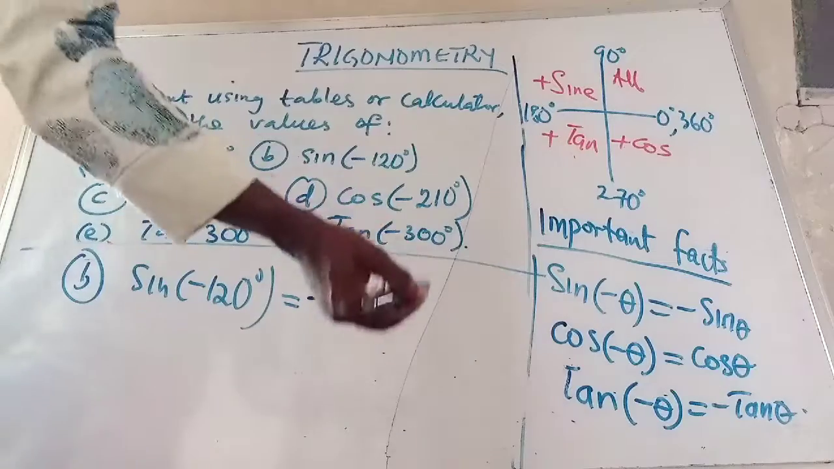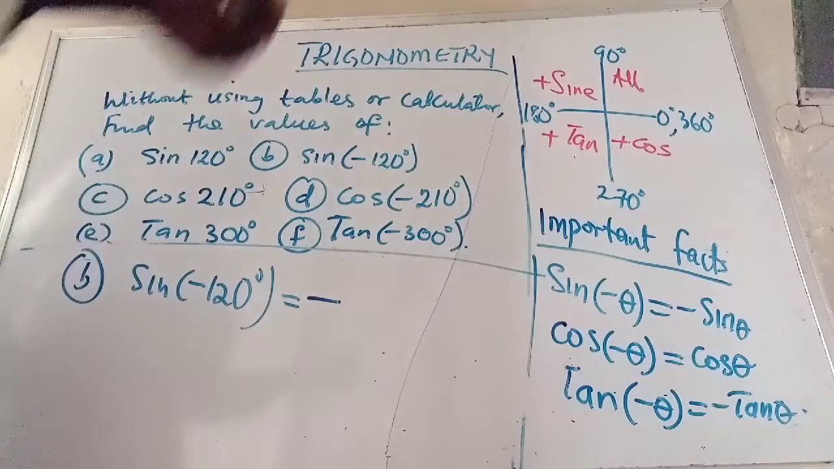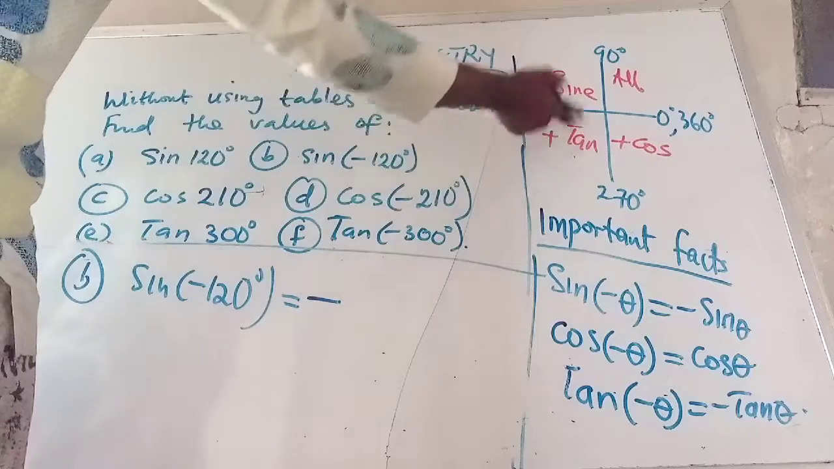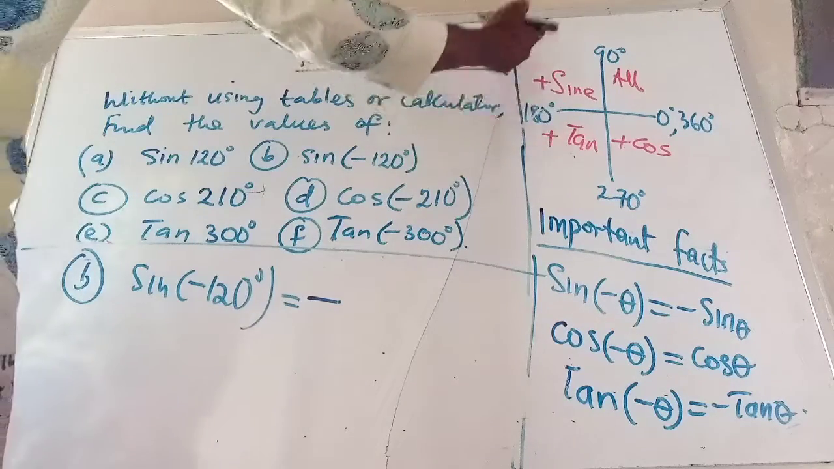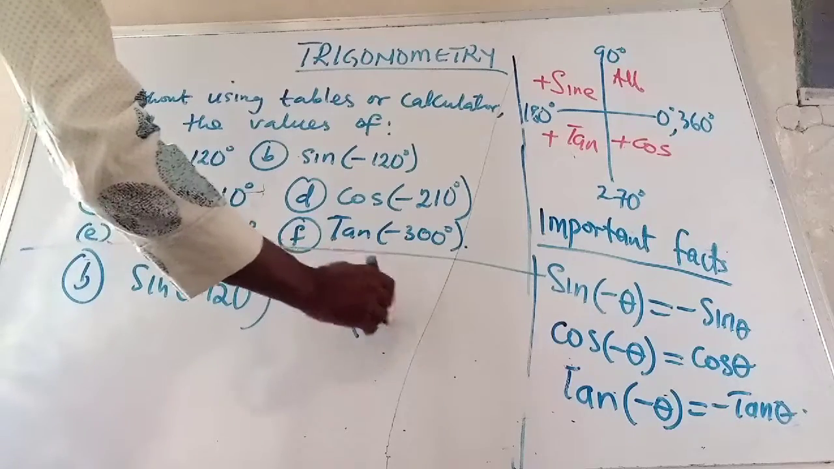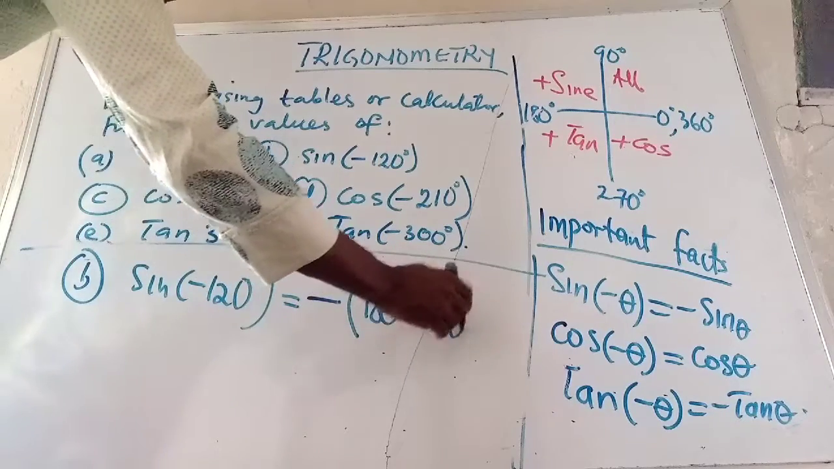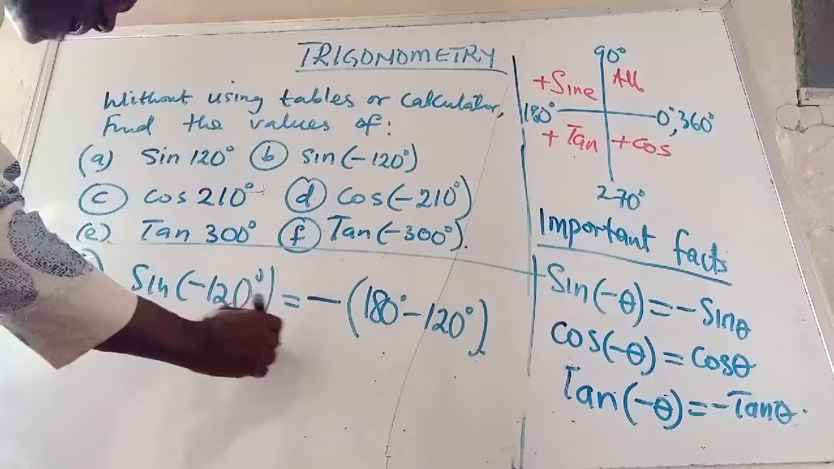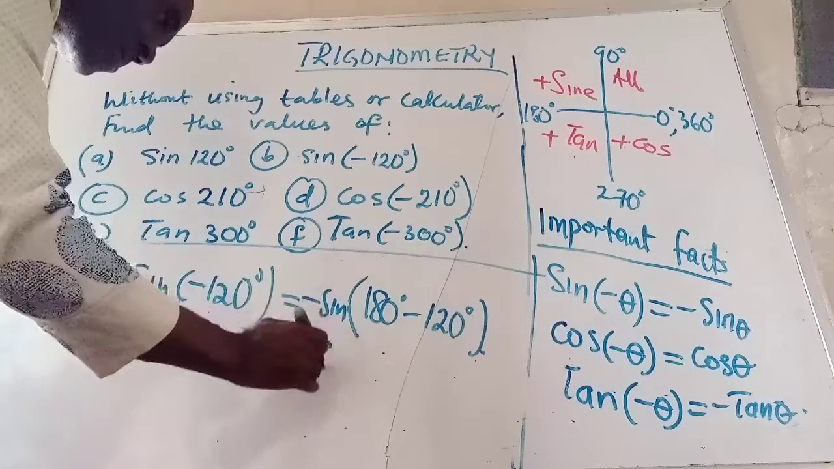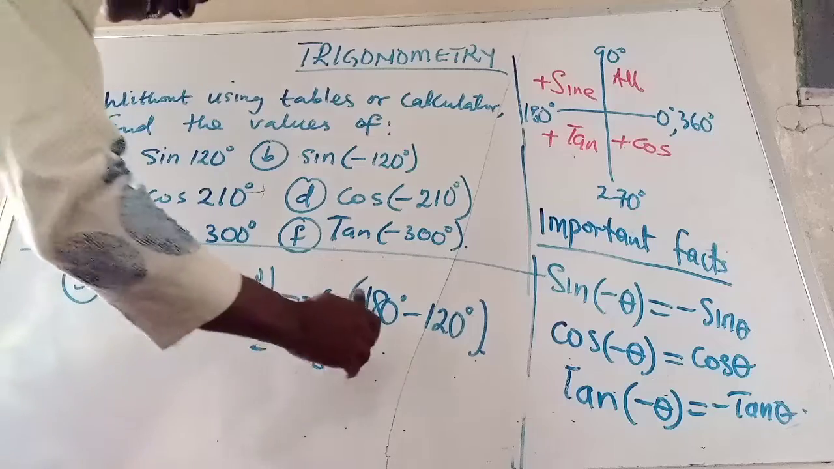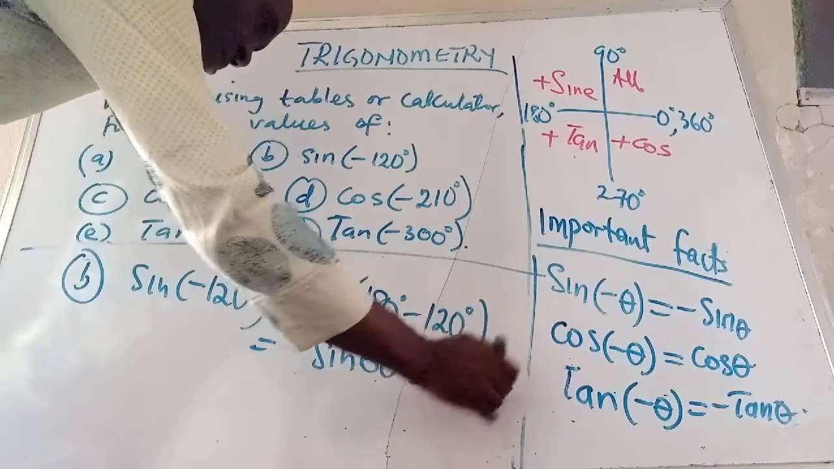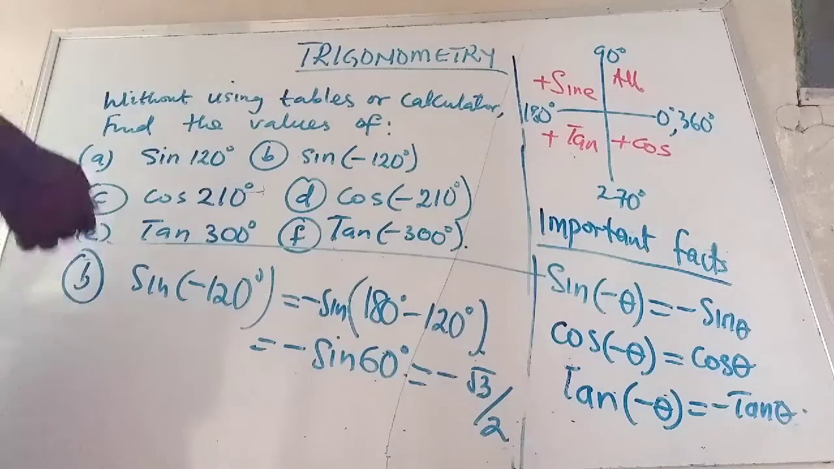And since it falls within this quadrant, it has to be negative because it's sine. So the next thing is to turn this 120 into an acute angle. That 120 is less than 180. So that would give you 180 degrees minus 120 degrees. That would be minus sine 60 degrees. And that will give you negative root 3 over 2, because sine 60 is root 3 over 2.